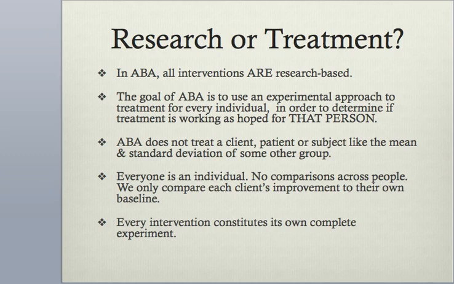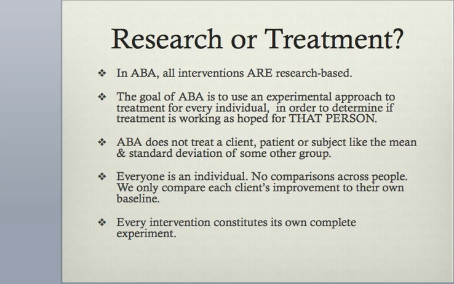You can have evidence that it works for 15 people, but if you aren't gathering data on your newest client, and you're just putting an intervention in and saying it better work, then you're not really ethically living up to the standards of applied behavior analysis. We want to make sure that for every single client, we make every decision based on the data. ABA doesn't treat a client or a patient or a subject like the mean and the standard deviation of some other group. We don't say it worked for that group, so it should work for you. We might assume that it will work for you, but we use the data that we gather to determine whether or not it's working. And if it's not working, then we go back to the drawing board.